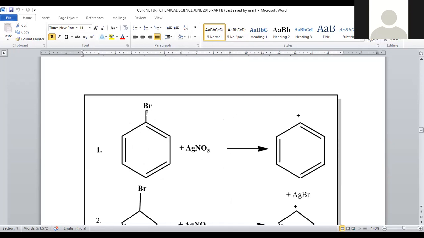First, we are going to treat bromobenzene with silver nitrate, so that silver bromide formation and phenyl carbocation generation is possible. Phenyl carbocation is highly unfavorable because charge delocalization is not at all possible. There is no conjugation between the cation and a double bond. The double bonded carbon directly has the positive charge, so it will be localized, it will be static. So delocalization is not possible and it becomes unstable.